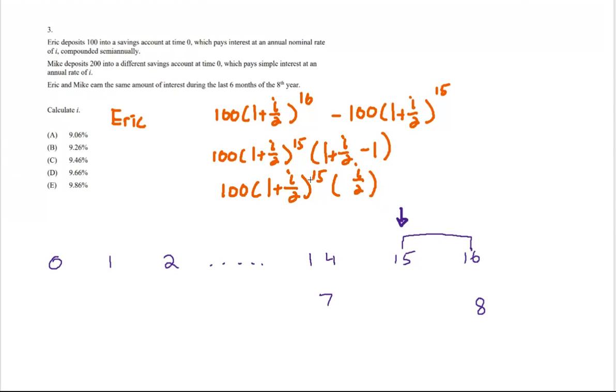Now, some of you might have recognized right away, hey, I could have just jumped right to this step, right? Because I could have taken the amount he has at time 15 and multiplied by I over 2. If you saw that, great. Okay, now that's how much Eric has.